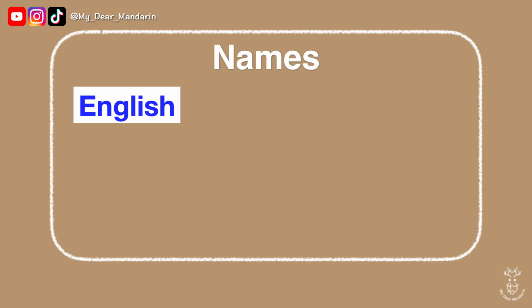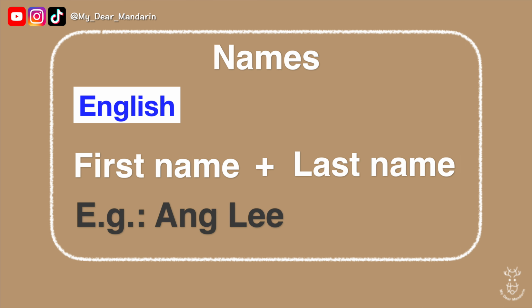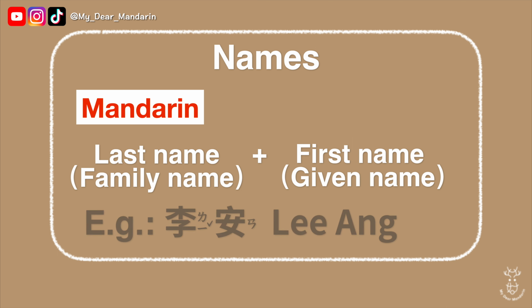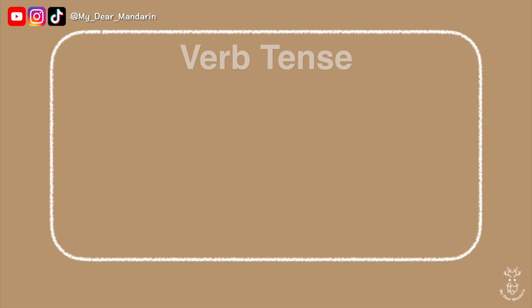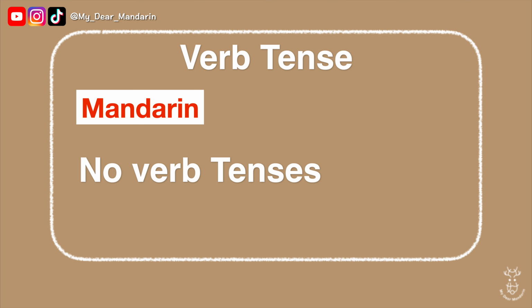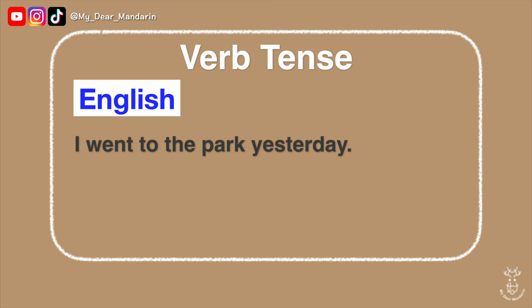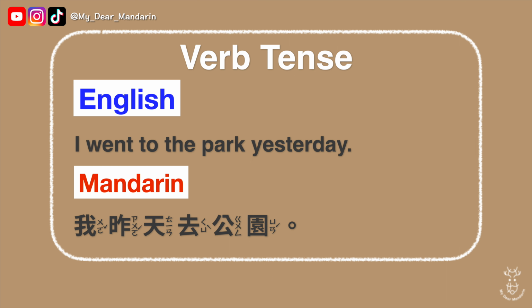The last difference between Mandarin and English is obviously the grammar and structure. For example, in English, when you're talking about names, the order is your first name and then your last name, like Ann Lee. But in Mandarin, it's exactly the opposite, like Li, An. Okay? And also, there are no verb tenses in Mandarin. For example, we say, I went to the park yesterday. Well, in Mandarin, we'll say, 我昨天去公园. Word for word translation is, I yesterday go to the park.